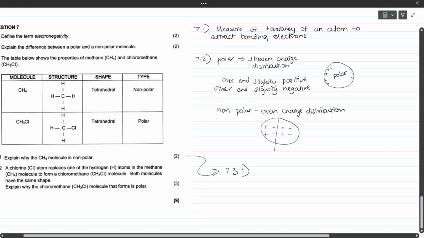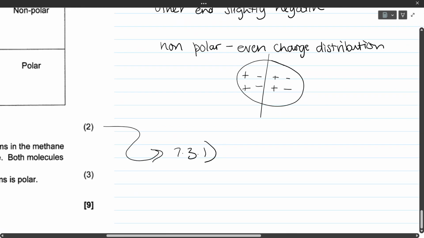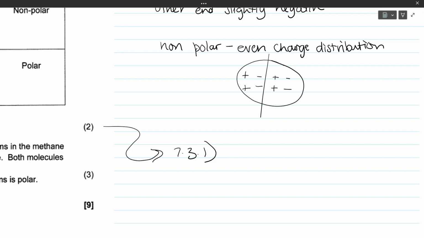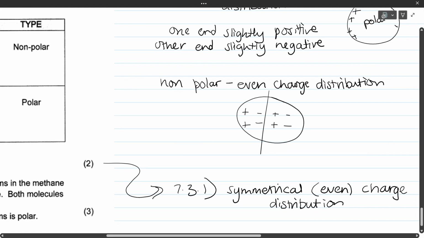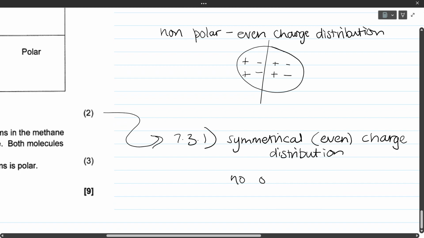So since we've done this question as well previously, I'm just going to give you the pointers of where the marks are allocated. So if you're saying something is non-polar, the first thing they want to give you a mark for is firstly saying that there is a symmetrical charge distribution. Remember, symmetrical, if you want to use the word even, it's the same thing, and charge distribution. Okay, that's number 1. And the next thing they're giving you a mark for is saying that there is no oppositely charged poles. So the same thing like here, right? There's an even distribution, therefore no oppositely charged poles.